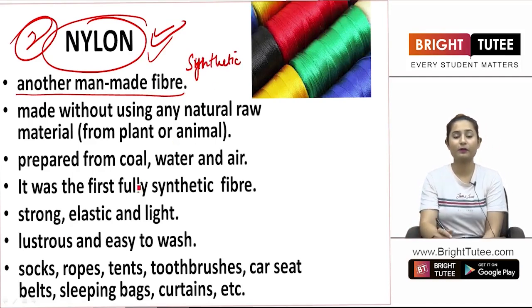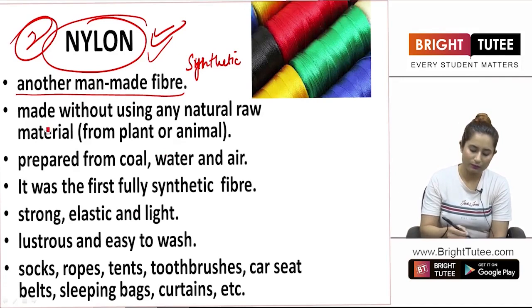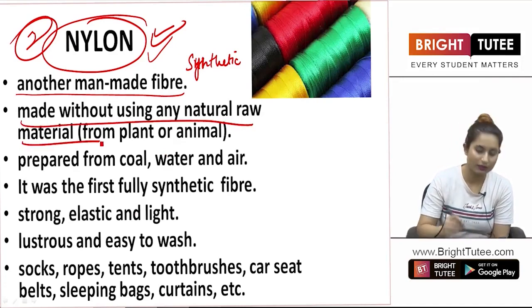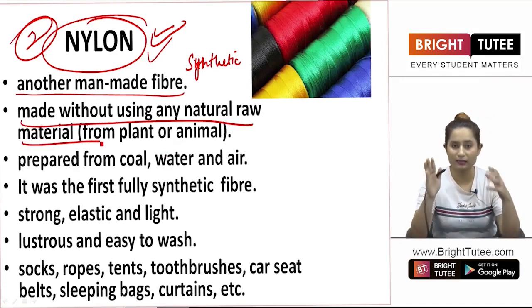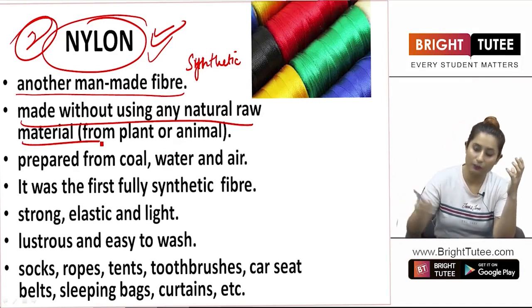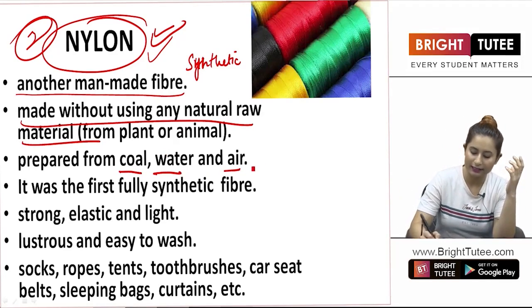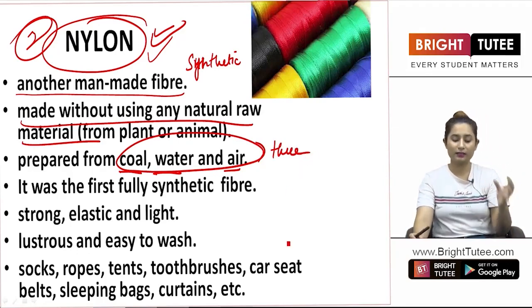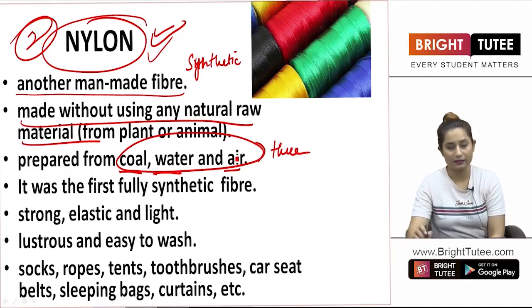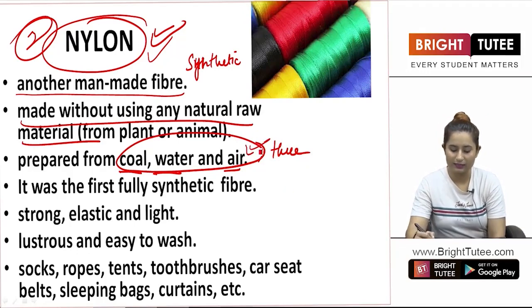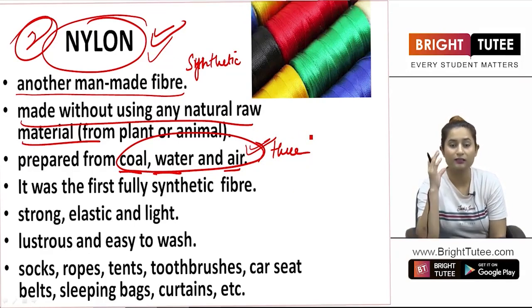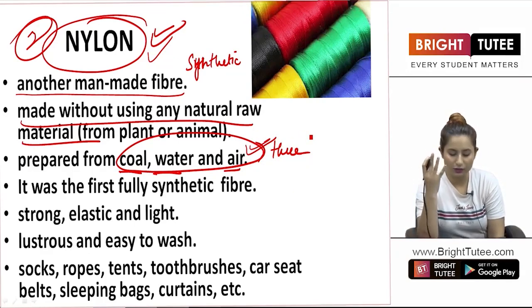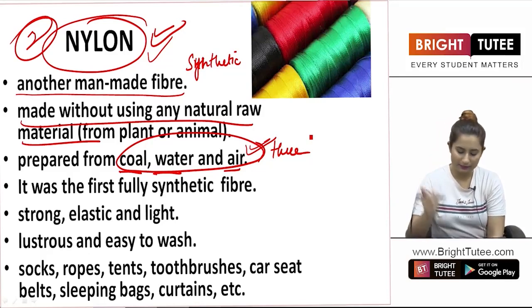Any man-made fiber will be called a synthetic fiber. It is made without using any natural raw material. It is prepared from coal, water and air. These are the three ingredients that are used to make nylon: coal, water and air. So it has entirely different properties.